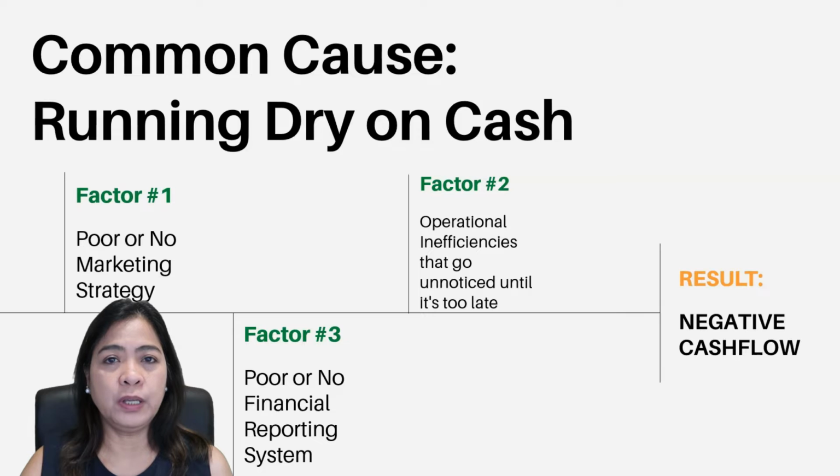Number two is operational inefficiencies that remain unnoticed until it's too late, like when the company starts having bounced checks or not being able to pay their bills or pay their employees. And the third one is poor or no financial reporting system.